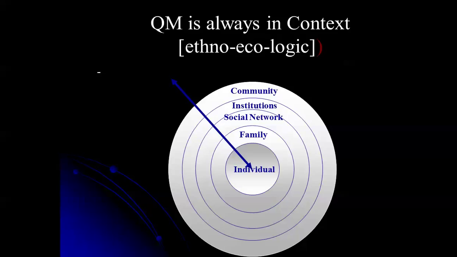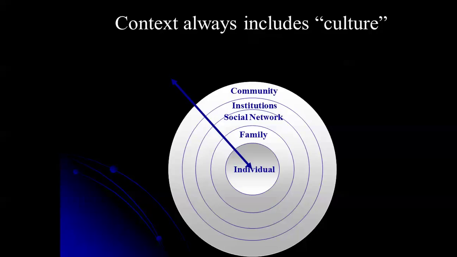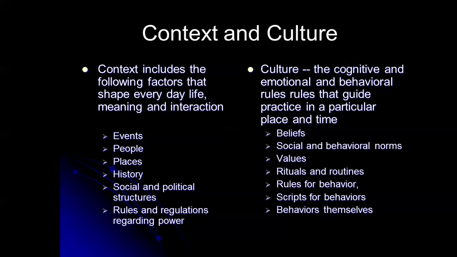So different people organize this target in different ways. It doesn't really matter as long as we recognize that there are multiple spheres of influence on an individual, and in turn they interact with each other. So from a qualitative perspective and also an ethnographic perspective, context always includes culture. So what do we mean by context and culture?